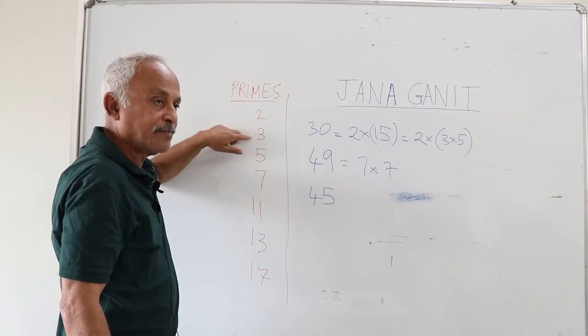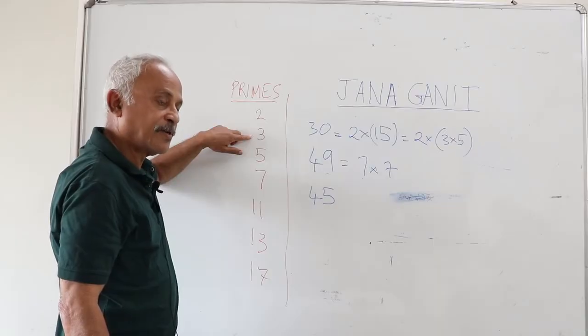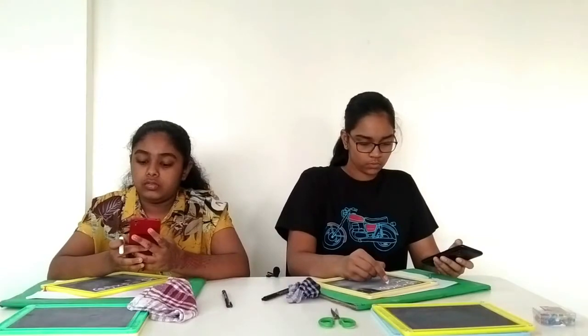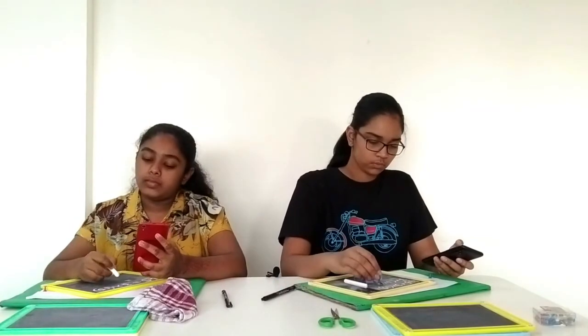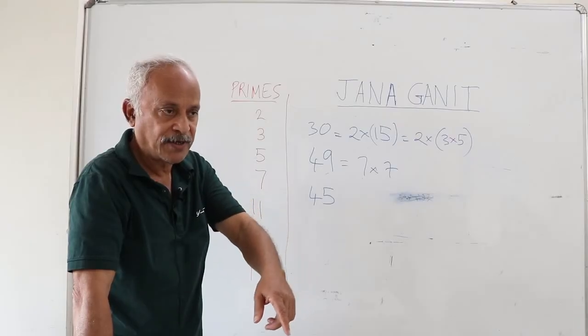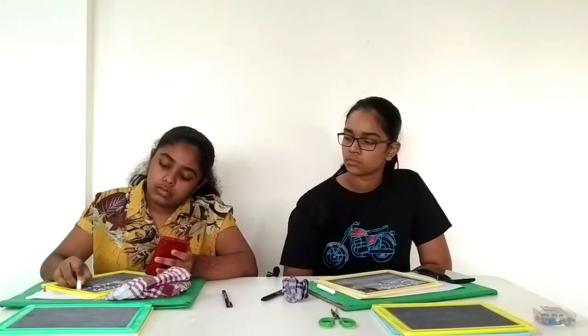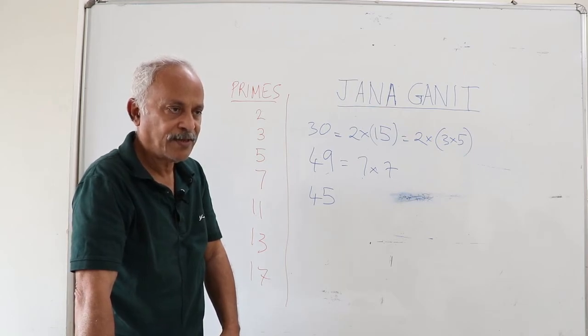What do you get? 15. So how will you write 45 as? Continue with 15, factorizing 15. What is 15? 15 divided by 5 is 3. So 15 is equal to what into what? 5 into 3. So write that now. First write the 3 part. The 3 you have to write as it was earlier, and now you can replace 15 by 5 into 3. Three into 5 into 3. Okay, so now it is factorized.